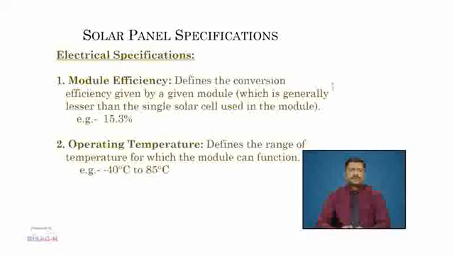Solar panel specification, electrical specifications. Module efficiency: defines the conversion efficiency given by a given module, which is generally lesser than the single solar cell used in the module. Example 15.3%. Second, operating temperature defines the range of temperature for which the module can function. Example 14 degrees Celsius to 85 degrees Celsius.